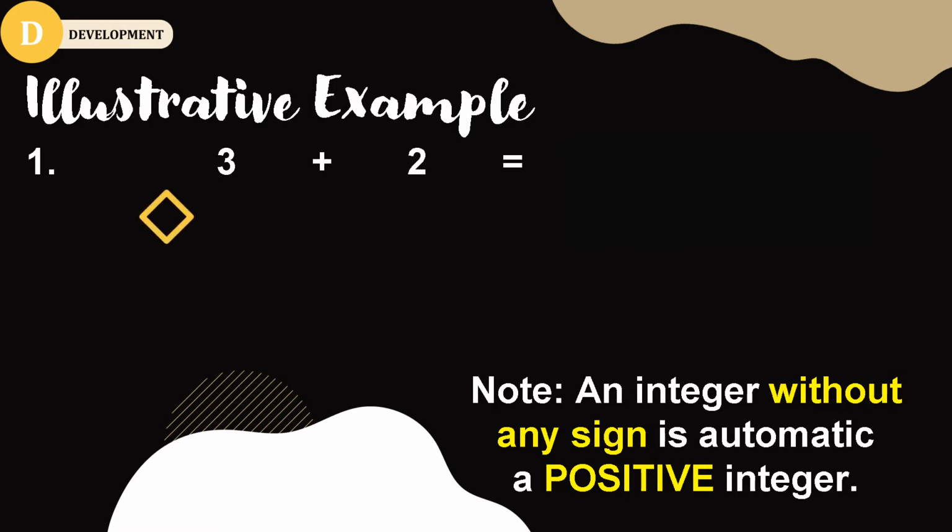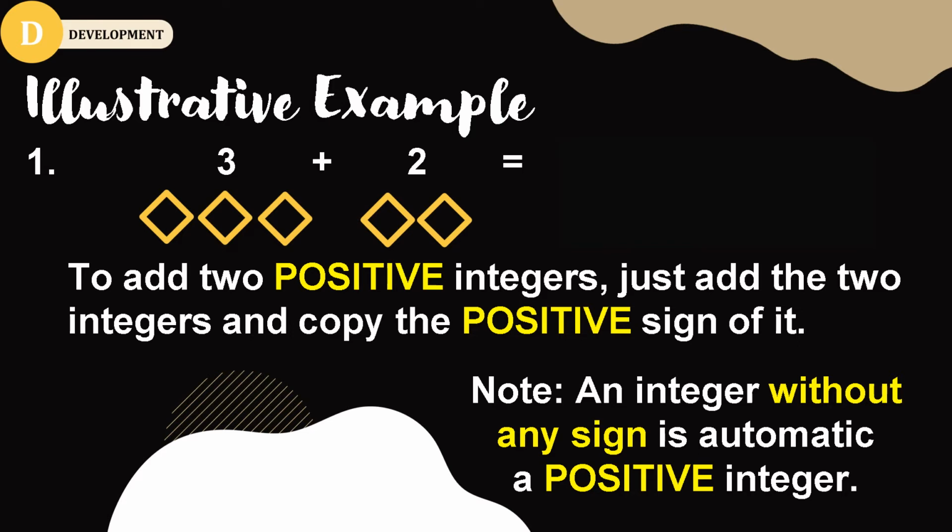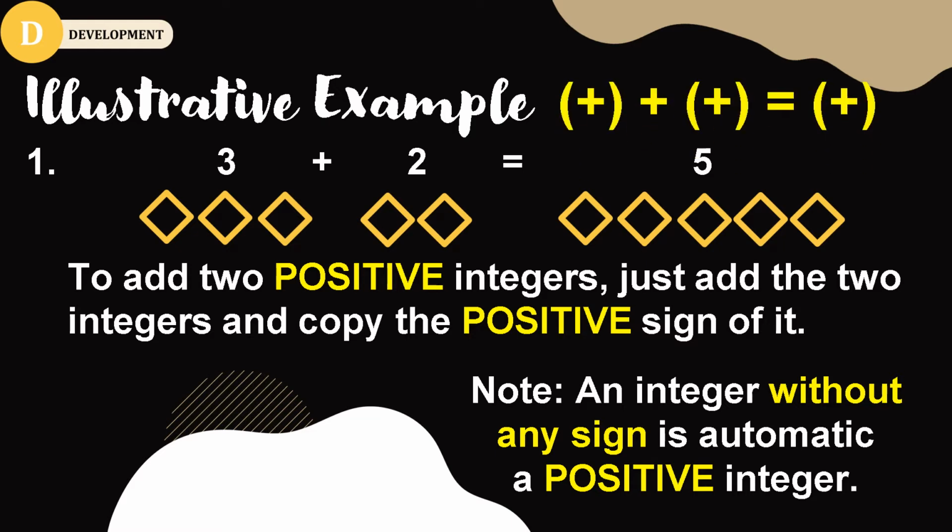To represent, now, to add two positive integers, just add the two integers and copy the positive sign of it. Therefore, we have 3 plus 2 equals 5. If the integer is a positive integer, we do not have to write the symbol positive. Again, positive plus positive is equal to positive.